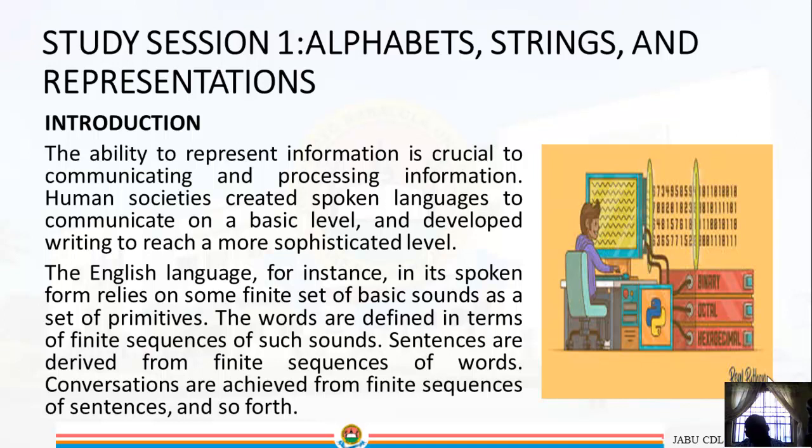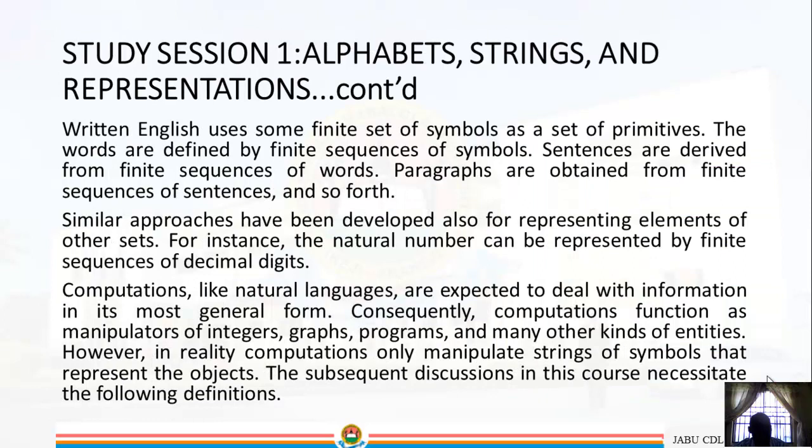Sentences are derived from finite sequences. The written English uses some finite set of symbols as a set of primitives. The words are defined by finite sequences of symbols. Sentences are derived from finite sequences of words. Paragraphs are obtained from finite sequences of sentences, and so forth.